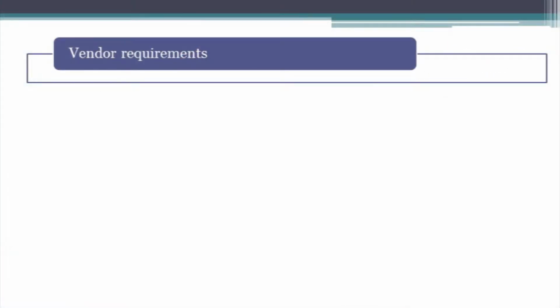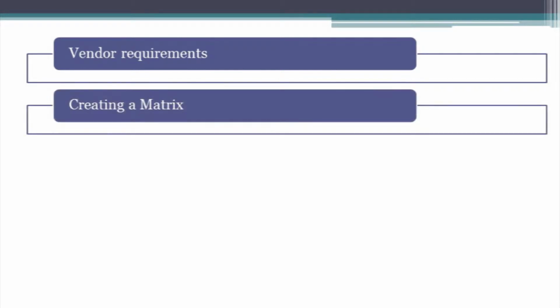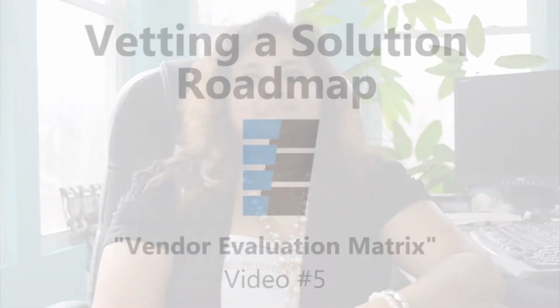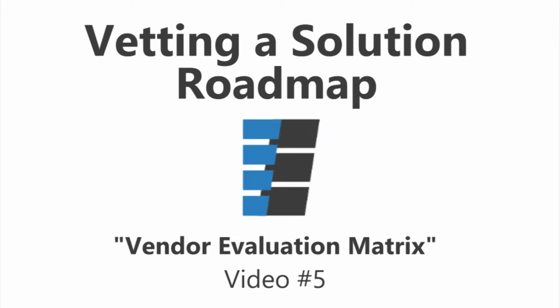This vendor matrix is going to have three important areas. 1, looking at your vendor requirements. 2, looking at how to create the actual matrix. And an evaluation point system, which will help you look at your solution and the vendor very objectively. So what goes in the vendor matrix?